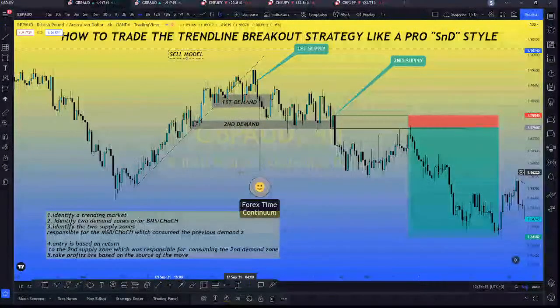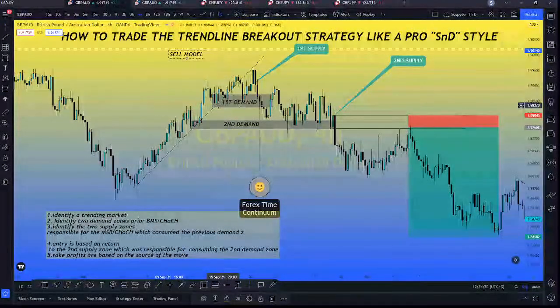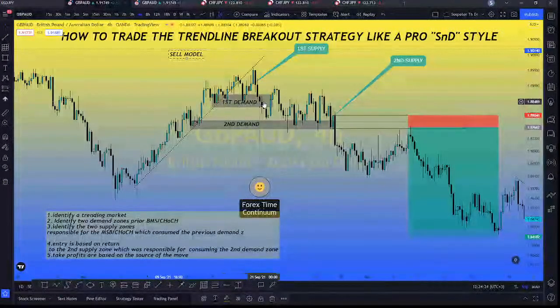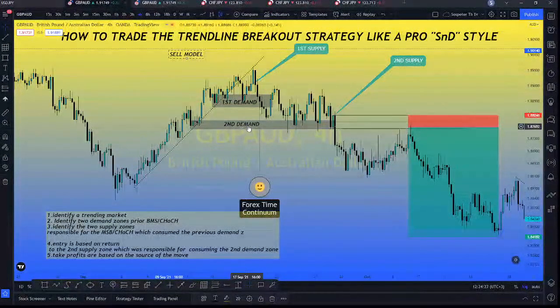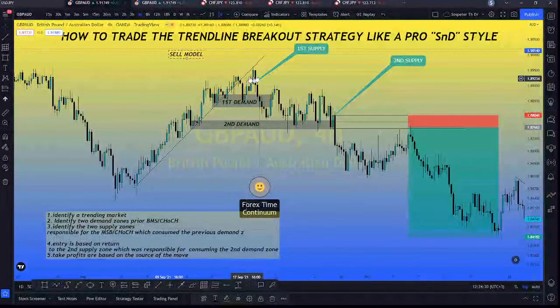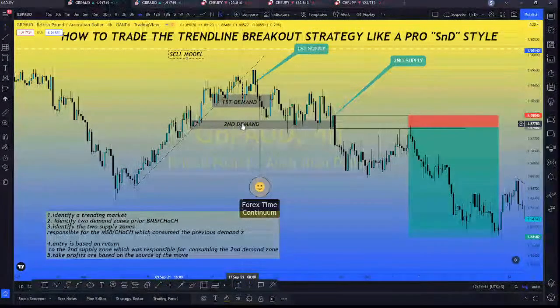The first point was to identify the trading market. The second, identify your first demand and your second demand. This is the first place where the market changed character, and the second place where the market changed character. Which supply zone was responsible for breaking the first demand? It's this one, the zone that pushed the price below this demand zone. Which is the second supply zone that pushed the price below the second demand zone.